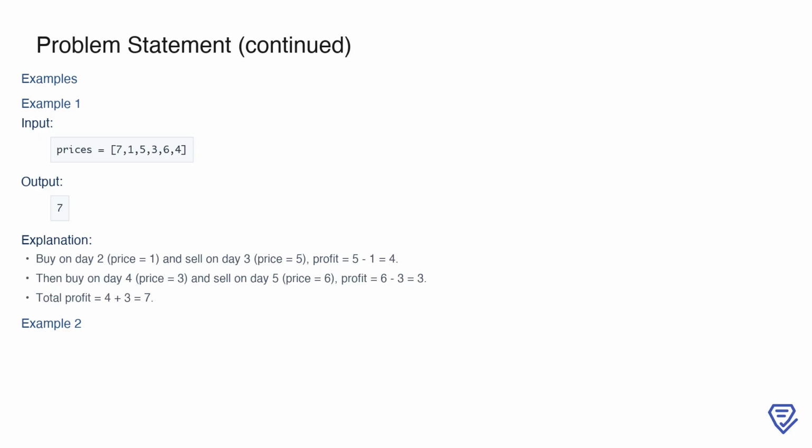Suppose the input array of prices is 7, 1, 5, 3, 6, 4. Here's how you can maximize your profit. On day 2, when the price is 1, you buy the stock. Then, on day 3, when the price rises to 5, you sell it, making a profit of 4. Next, on day 4, when the price dips to 3, you buy again, and on day 5, when the price reaches 6, you sell, earning another profit of 3. Adding these profits together gives a total profit of 7. This demonstrates how multiple transactions can be used to achieve the maximum possible profit.